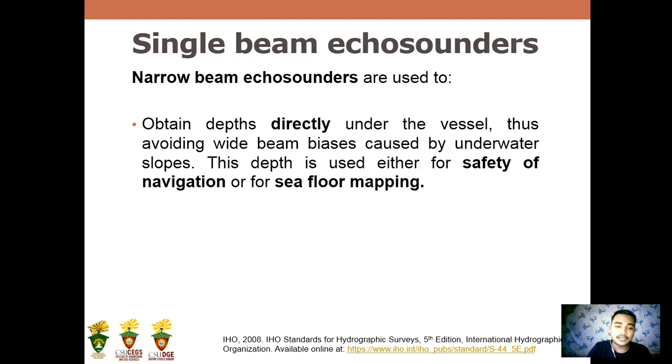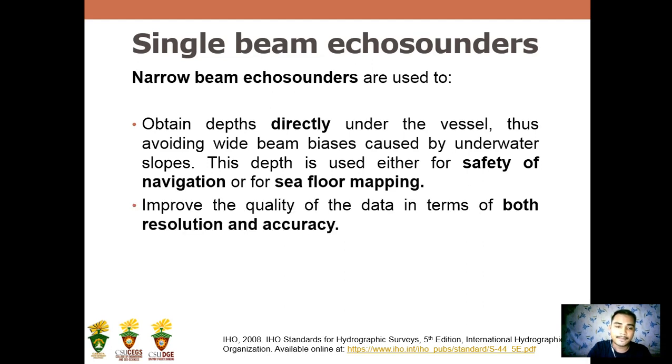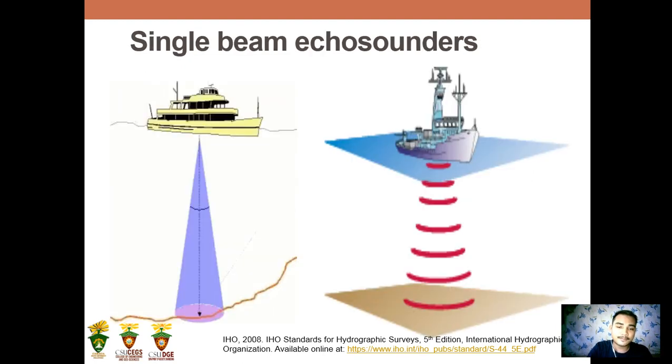So the output of the narrow beam can be used for safety navigation purposes and for seafloor mapping. And narrow beam echo sounders also are used to improve the quality of data in terms of both resolution and accuracy. If you are going to check the accuracy of a specific data, the single beam echo sounder can be used. So that's the operation for single beam echo sounders.